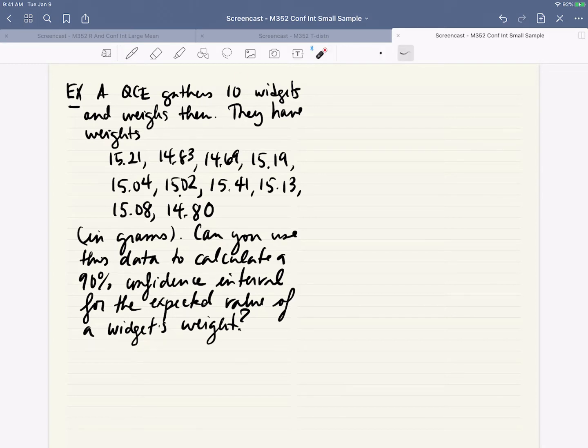Well, let's see here. We've got 10 widgets. 10 is less than 30. So this is a small sample, and it's smaller than 30. So we're going to have to use the new method of using a student t-distribution to do it. And let's see, what do we need to know about that? Well, first of all, let's just make a note. We're going to use the student t-distribution.